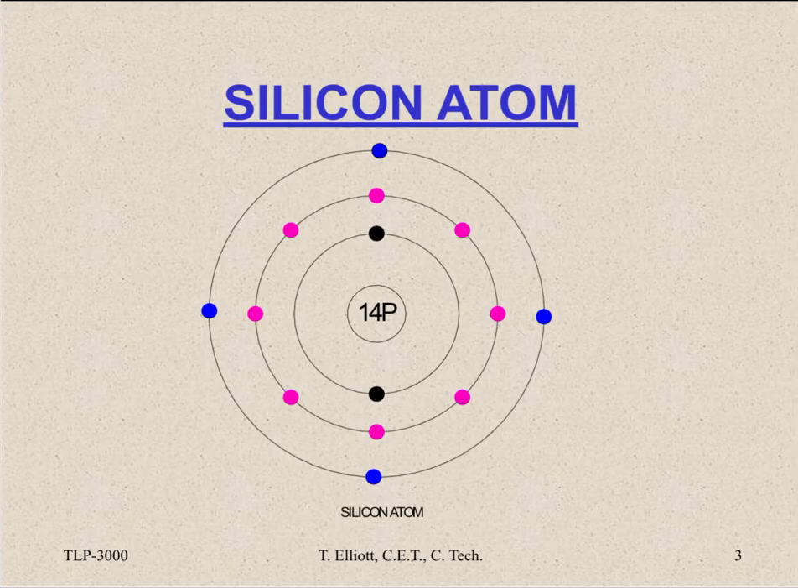which means that there's plenty of space in which it can temporarily borrow, accept additional electrons from neighboring silicon atoms to create a current flow.